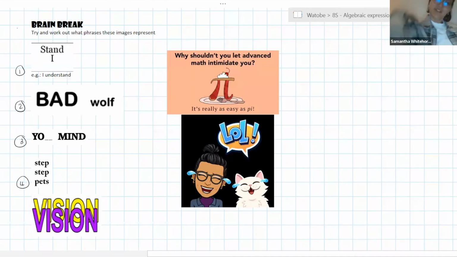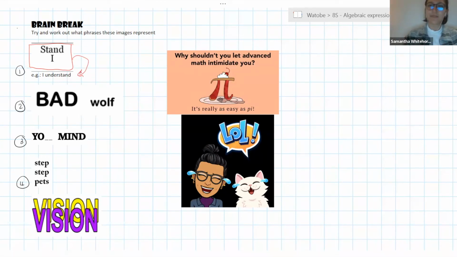If you want to do the brain break, it's a little bit different today. I just thought let's shake it up a little bit. Brain break is basically just taking a break from the maths that we're doing and giving your brain a chance to think about something else. What we call a dingbat is when you get a picture that's saying a phrase. For example, in the first picture, we've got "stand" on top of the letter I, so its phrase is "I understand." These are not for everyone. This is not my strong suit. So have a try if you can, and let's see what we come up with.